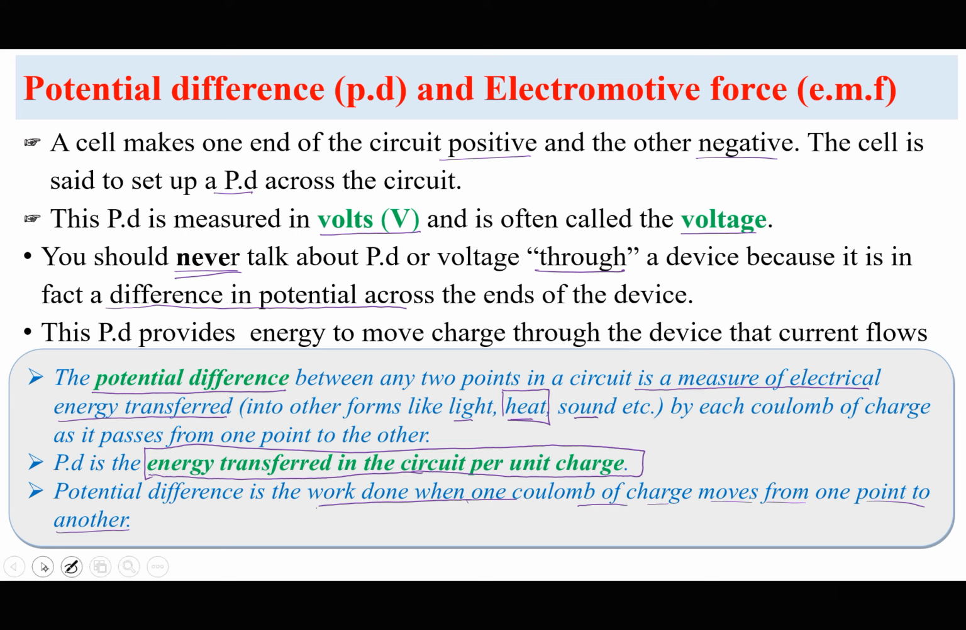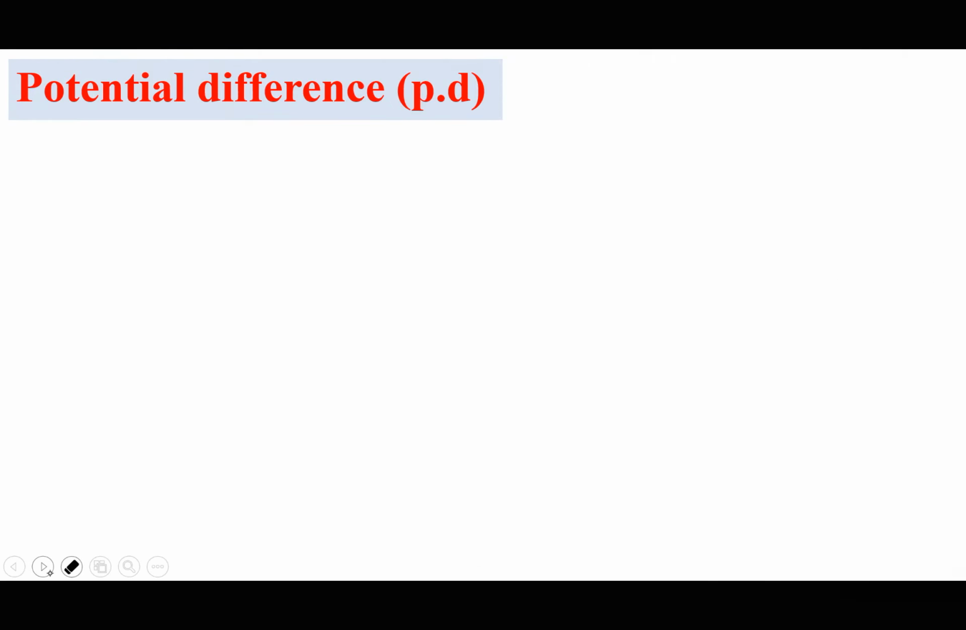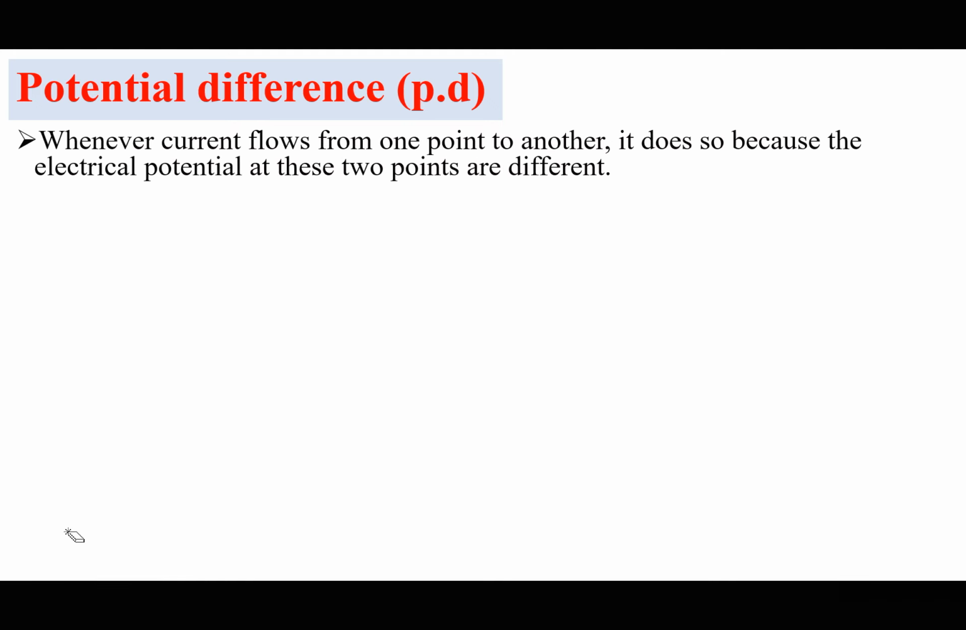Okay, so we are now able to define PD in terms of energy as the energy transferred in a circuit per unit charge, or the work done when one coulomb of charge moves from one point to another, or the work done to move one coulomb of charge around a closed circuit, that is PD. So whenever current flows from one point to another, it does so because the electrical potential at these two points is different.